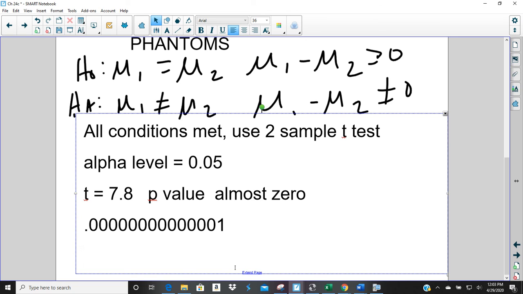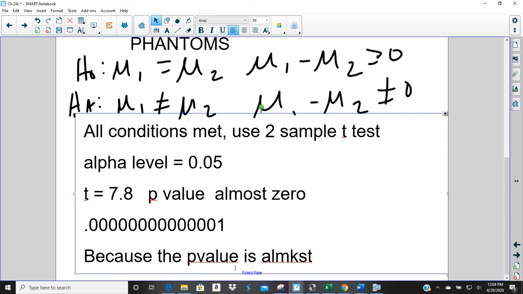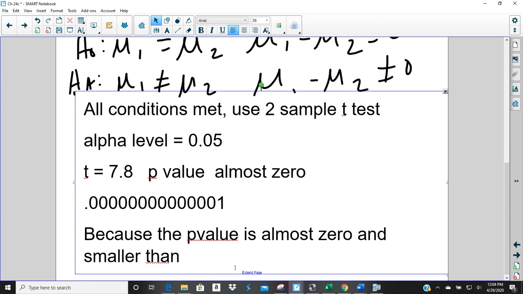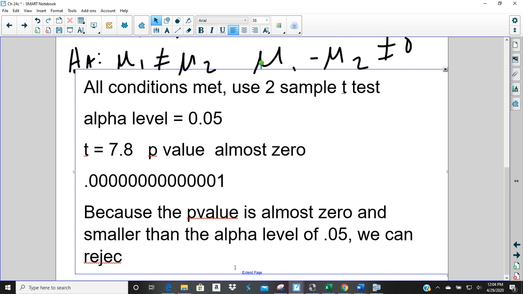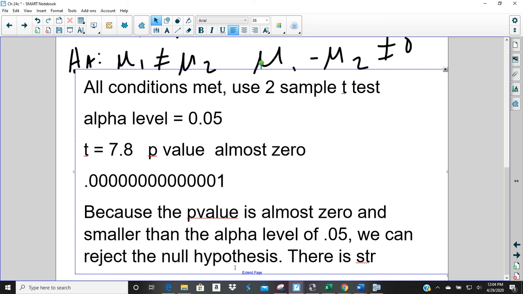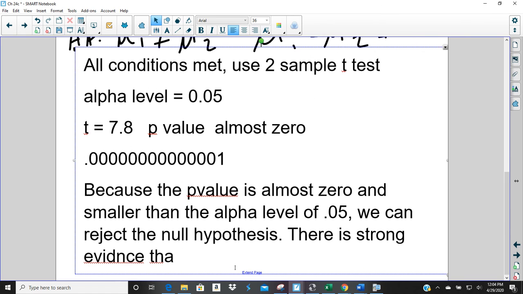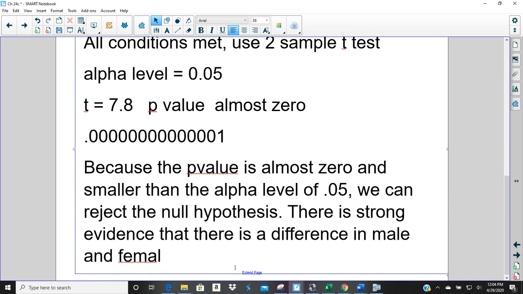We obtained our p-value. Because the p-value is almost 0 and smaller than the alpha level of 0.05, we can reject the null hypothesis that they're equal, period. There is strong evidence that there is a difference in male and female earnings in summer jobs. Okay, and that's all.